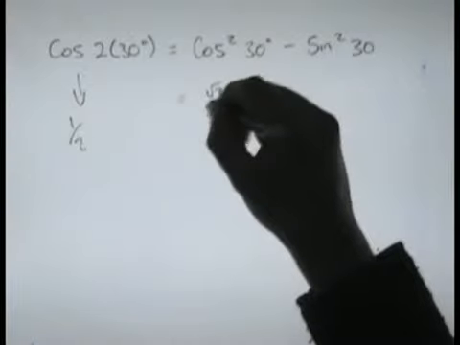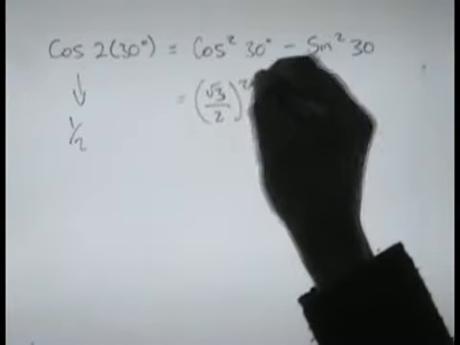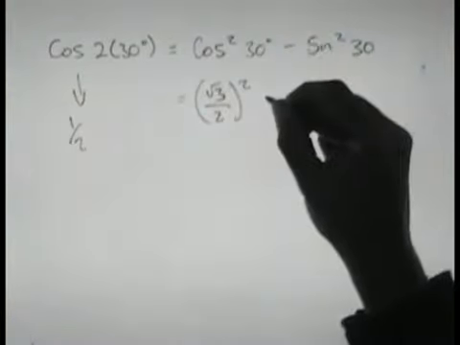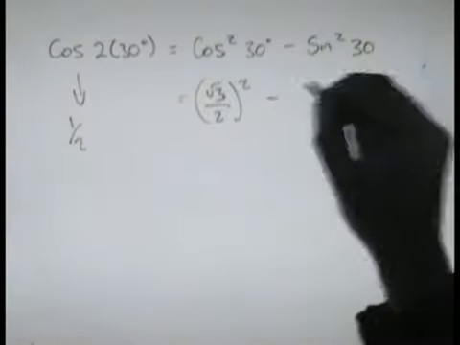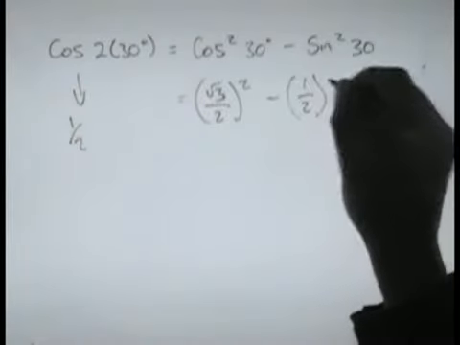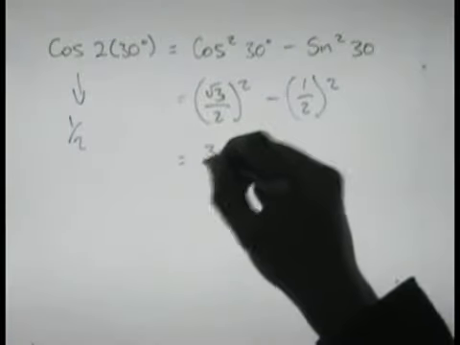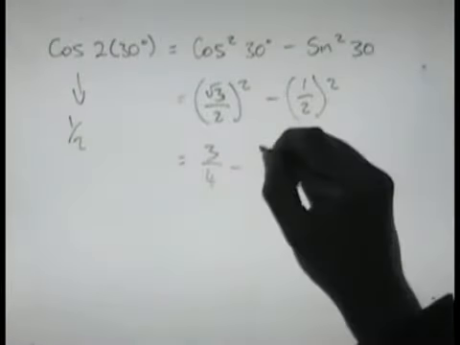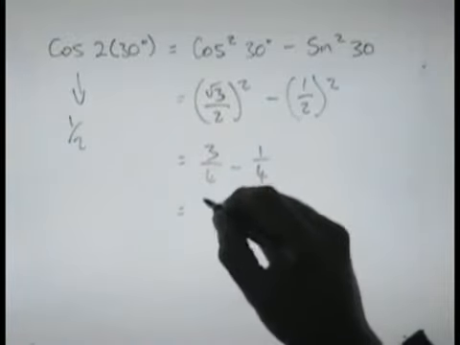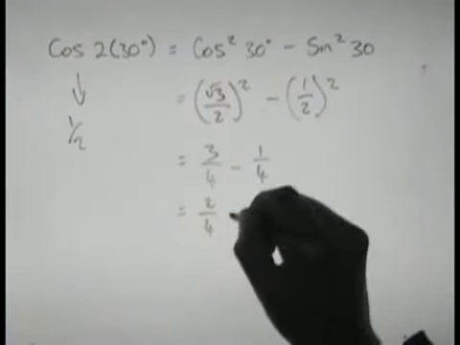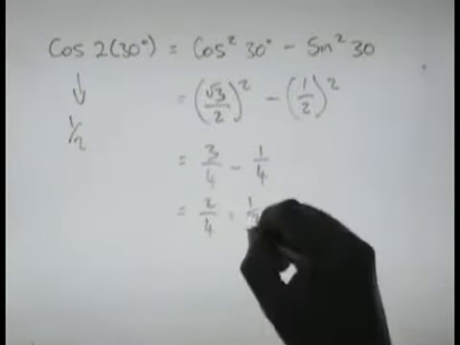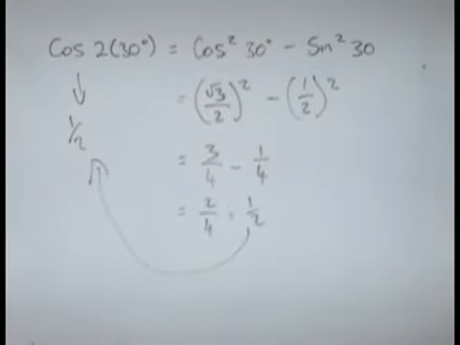Cos of 30 is equal to root 3 over 2, but it's cos squared, so it's root 3 over 2 squared minus 1 over 2 squared, which is equal to 3 over 4 minus 1 over 4. 3 minus 1 is 2 over 4, which is the same as 1 over 2, which is exactly the same thing that we know it should equal.